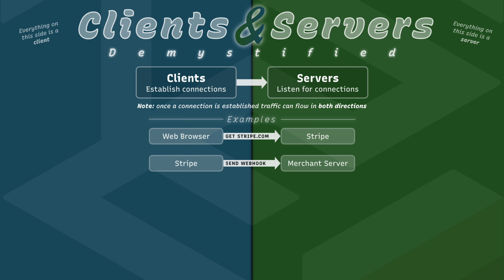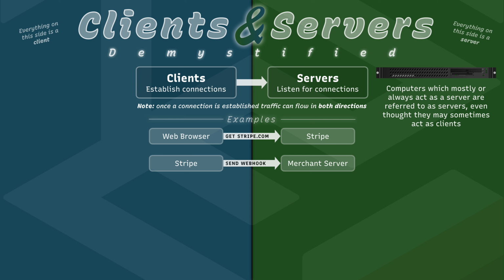Before we look at our next example, I want to talk about something that causes a lot of confusion for some people, which is the fact that computers which mostly or always act as a server are referred to as servers, even though they may sometimes act as clients. You can see this in action in this next example, where a merchant server acts as the client when establishing a connection to Stripe's API in order to create a customer. The fact that something with the name server can in some situations be the client is not intuitive, and it's one of the reasons this topic is sometimes difficult to understand.